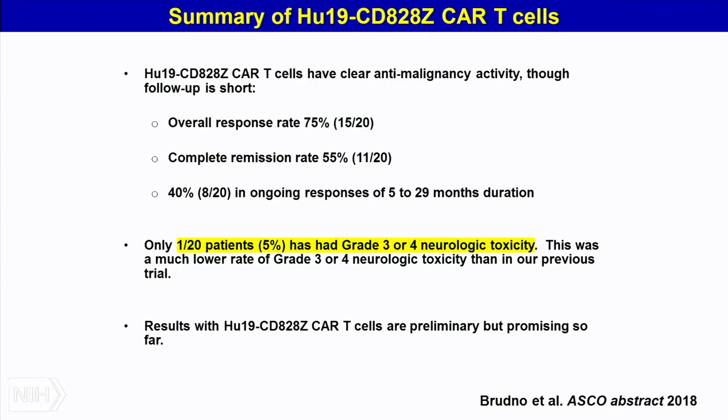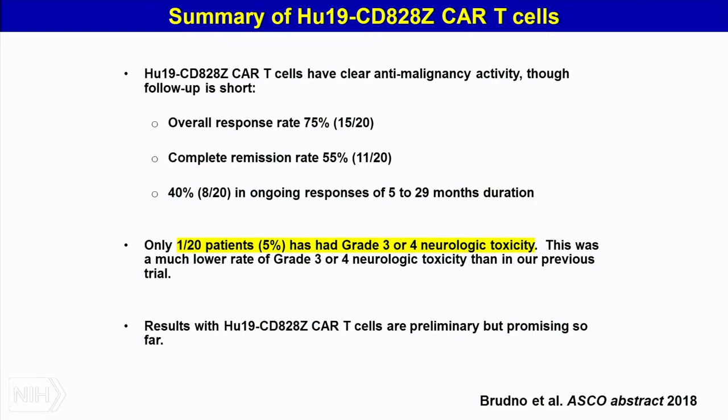but overall, how did it do? The overall results with efficacy were very similar to the experience with the FMC6328Z CAR. We had an overall response rate of 75%, 15 out of 20, complete remissions in 55%, 11 out of 20, and 40% of the patients, 8 out of 20, are still in ongoing responses of 5 to 29 months duration as of last week. So you can see these numbers, if you recall, are very similar to what has been found with the FMC6328Z. So when we put this new CAR into patients, we had a very similar anti-lymphoma effect.